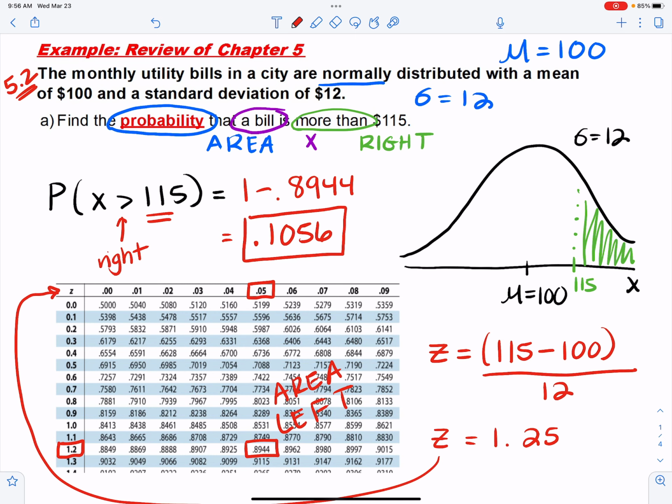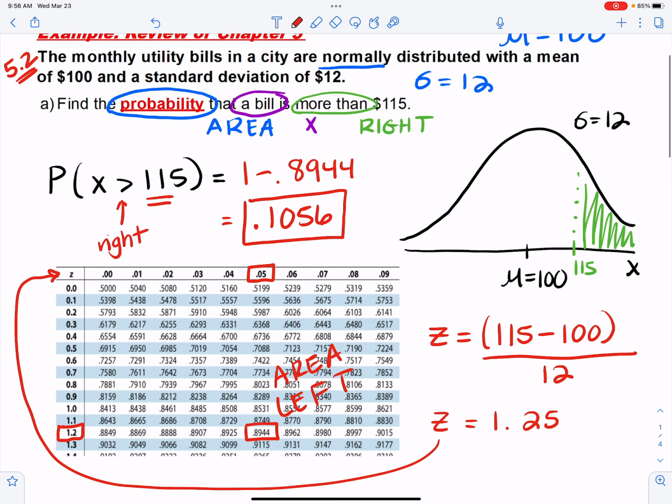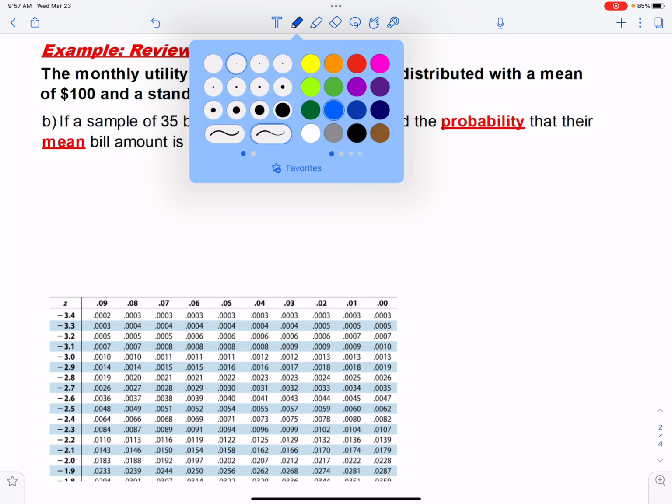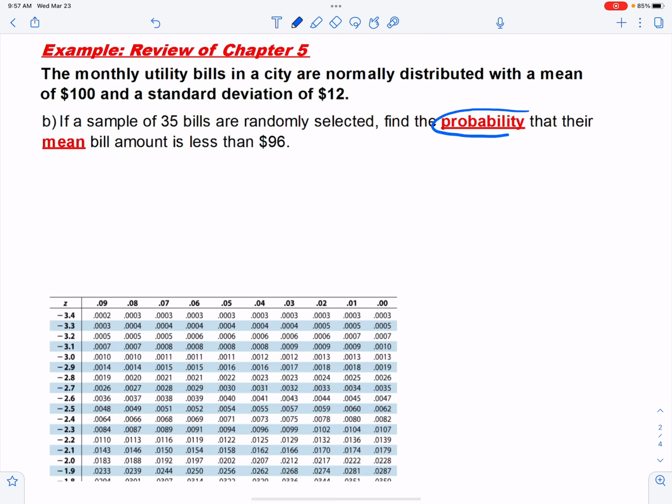Now, the next thing that we need to look at here is how this changes when we're still asked to find a probability, which means we're still looking for an area under the curve. But we're not looking at an individual bill. We're looking at a group of bills, or a sample of bills.